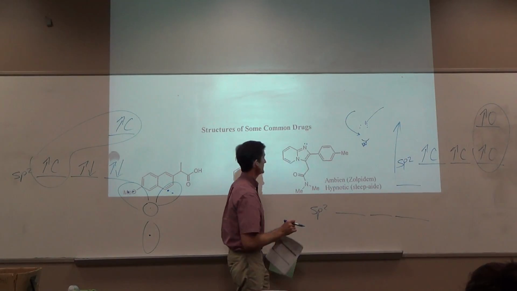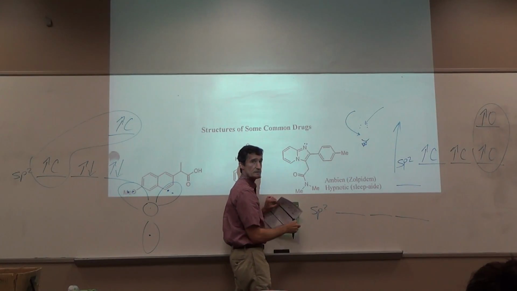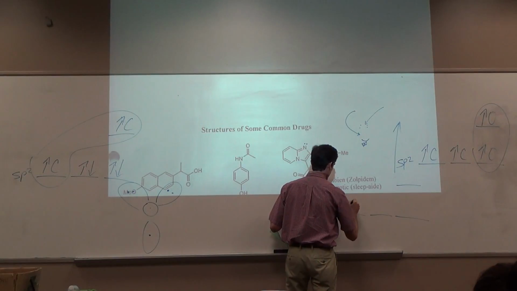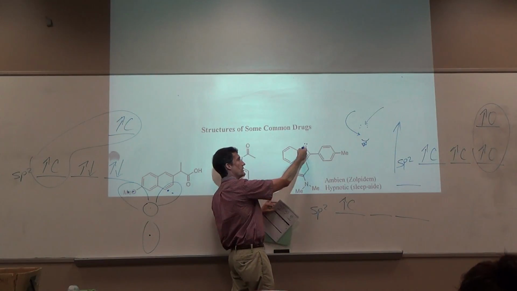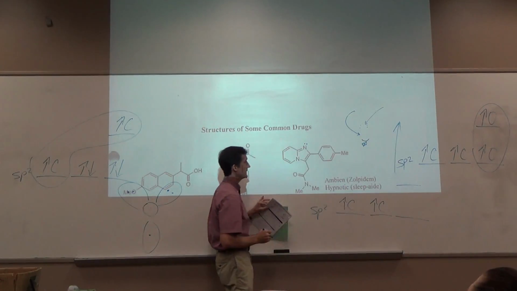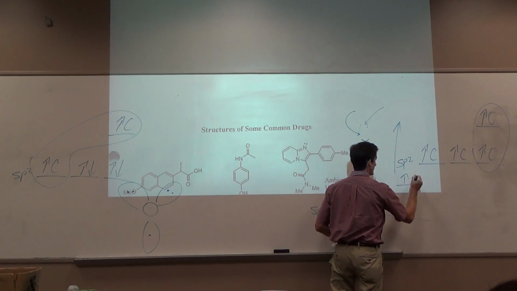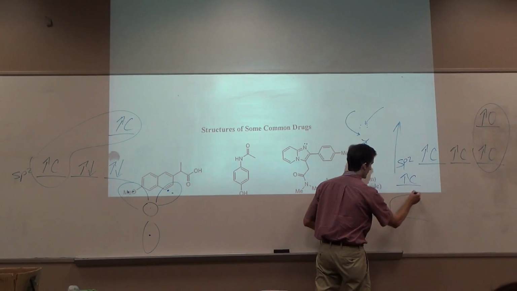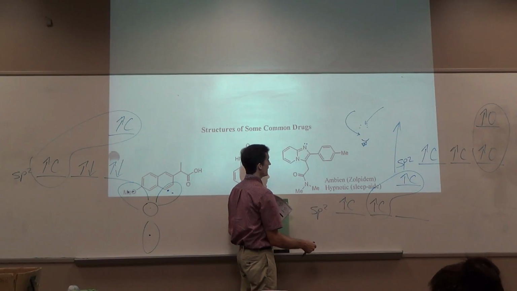What type of bonds do you see that nitrogen making? Single bond to carbon. Single bonds are sigma bonds. Use a hybrid. Okay, sigma bond to carbon over here. What else do you see it making? Pi bond to carbon. That's using the p orbital. All together now, what is that? Double bond to carbon, single bond to carbon.